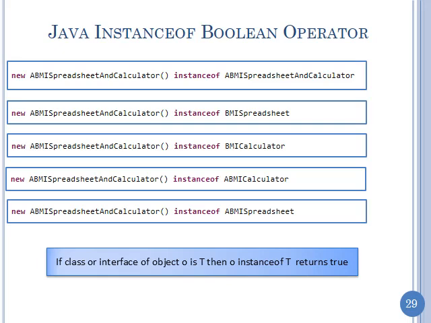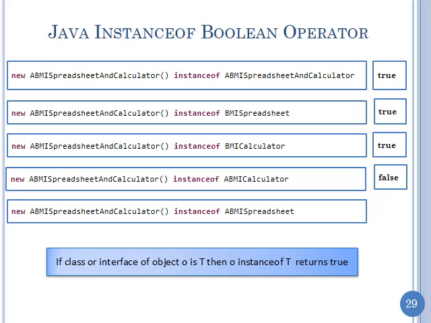Okay, so now let's see which of these are true. Is a BMI spreadsheet and calculator instance of that class? Yes. Okay. Is it an instance of BMI spreadsheet? Is that instance of BMI calculator, for the same reason? So that should be true. Is it an instance of a BMI calculator, the class? False. Why? Because the BMI calculator is a class, and these are two different classes that are not related in any way through inheritance, which we'll see later. And is it an instance of a BMI spreadsheet? Okay. So you understand now a little bit more of type checking and instance of. Instance of is very important for type checking.